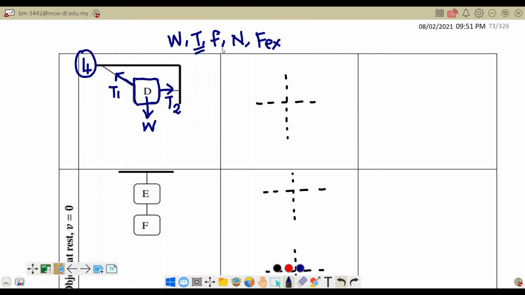Frictional force we don't have because we don't have a rough surface. Normal force we don't have either because there's no contact surface, only strings tied on object D. And we also don't have F external because there is no pushing or pulling force acting on object D. So we transfer it to this free body diagram. We have mg, we have tension T2, and also we have T1 with the angle of theta.